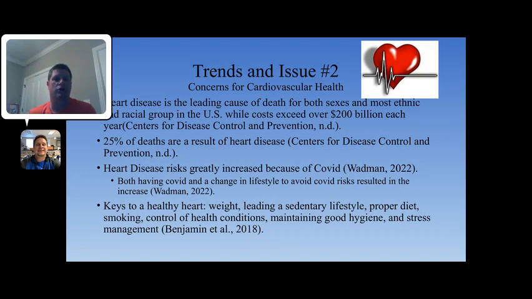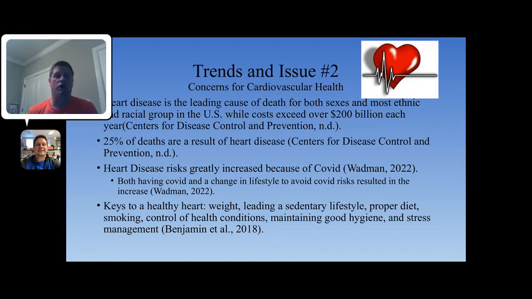Second trend is going to be concerns for heart and cardiovascular health. This was one of my focuses in my classes. Heart disease is the leading cause for death for both sexes and most ethnic and racial groups in the U.S., while costs also exceed $200 billion each year. 25% of deaths are a result of heart disease. So heart disease was already a prominent factor that came about prior to COVID.